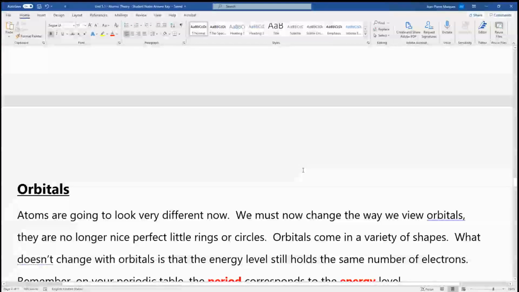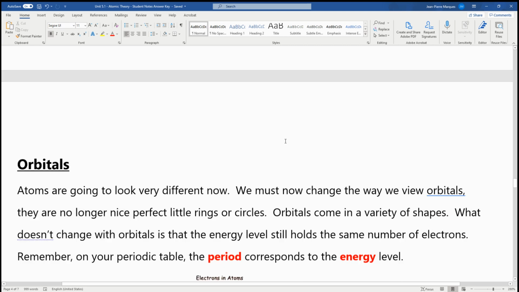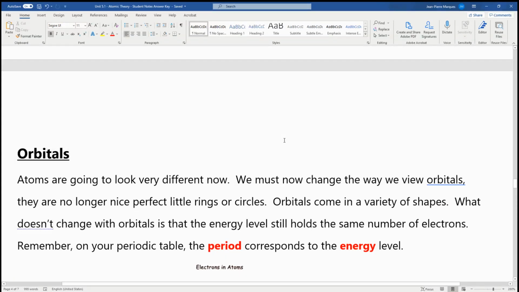Okay, so this is where it starts to get weird. And I don't expect you to memorize all this. Just kind of take it in, and then next class we'll start to put all the pieces together as we go through it in detail. Okay, so orbitals are talked about as areas of high probability. Orbitals aren't these perfect little circles, as we mentioned before. Orbitals now come in all sorts of different shapes and sizes, in fact. What doesn't change with orbitals, though, is the energy level. So that fact still carries from your previous models.